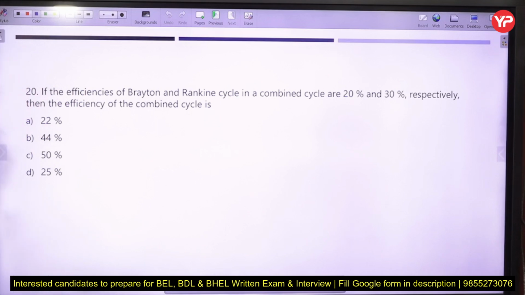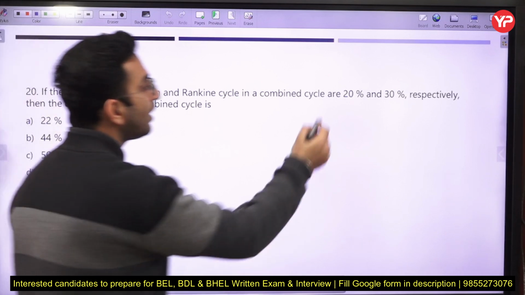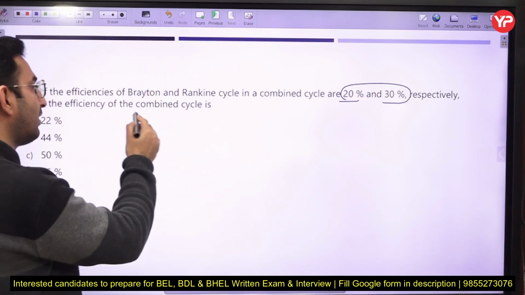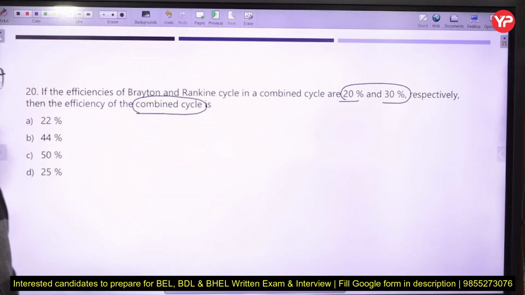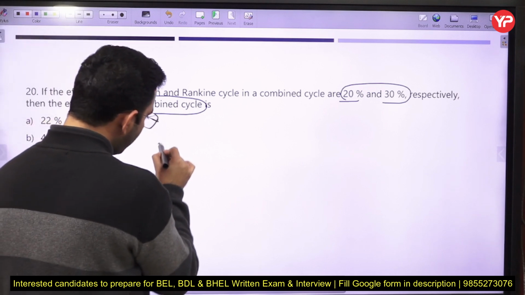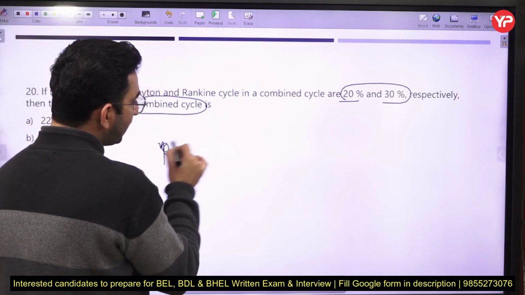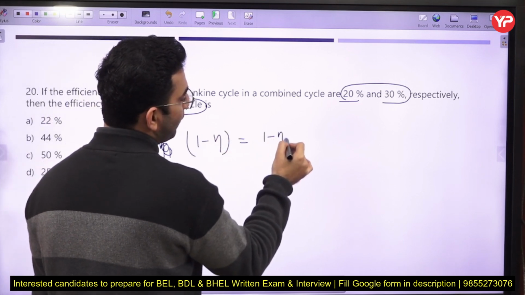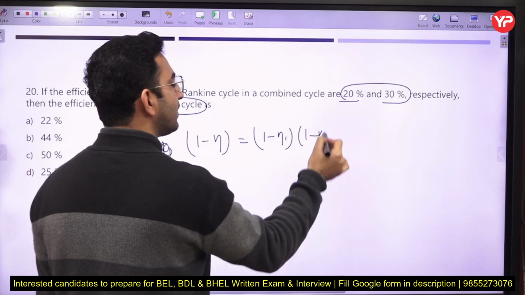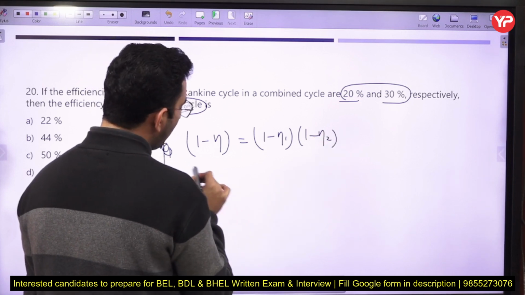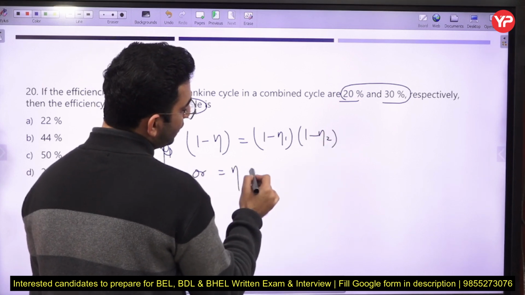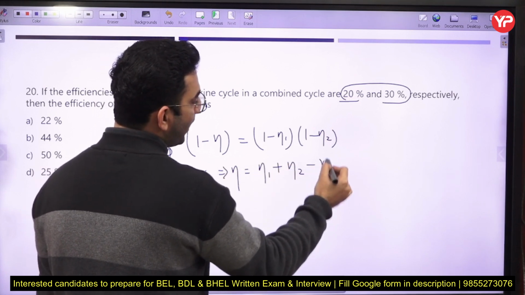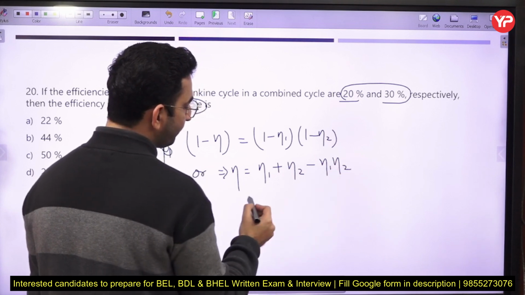Okay, the next part is: if the efficiency of a Brayton cycle and a Rankine cycle in a combined cycle are 20% and 30% respectively, then we have to find the efficiency of the combined cycle. Always remember that whenever two cycles are combined in series, the combined efficiency can be written as 1 minus efficiency is equal to (1 minus efficiency 1) multiplied by (1 minus efficiency 2). Or you can write it as efficiency equals efficiency 1 plus efficiency 2 minus efficiency 1 times efficiency 2.